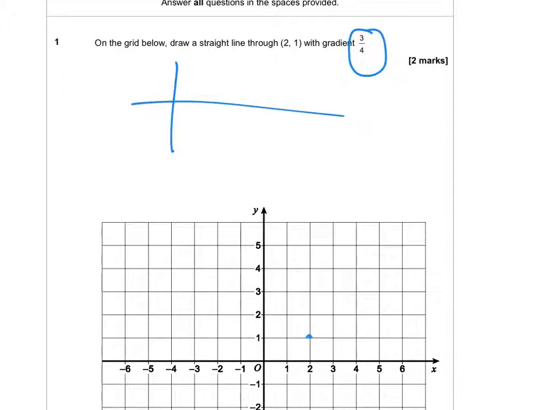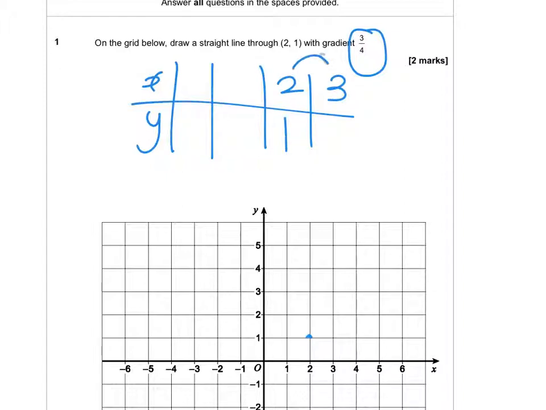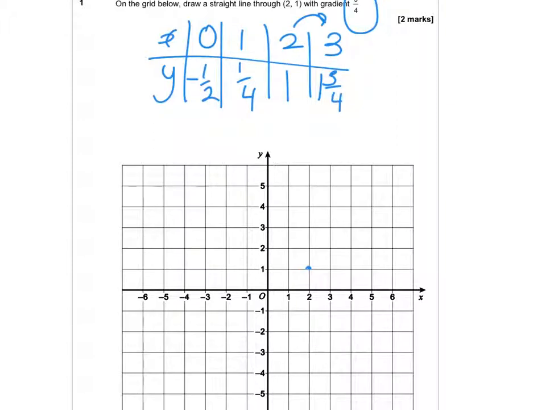What that means is if I had my x and my y, so I've got x of 2, y of 1, every time I go up 1 here, I go up 3/4 here, so that's 1 3/4. For 1, it's 1/4. For 0, it would be -1/2, etc. like this. So I just need to plot a few of these points. I don't need to plot all of them. I might choose to do integer ones, which is going to help me out a bit more.